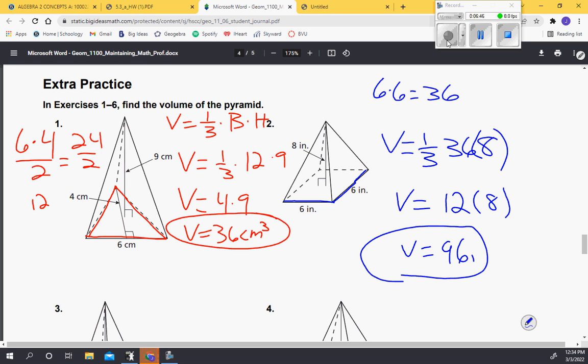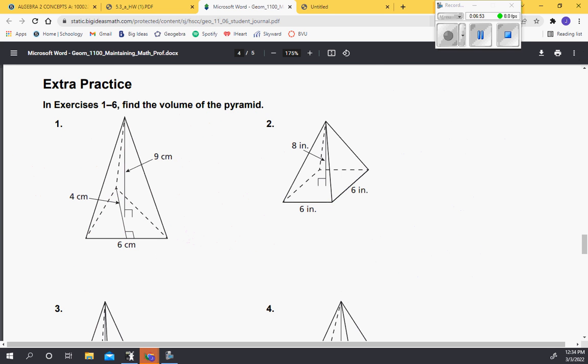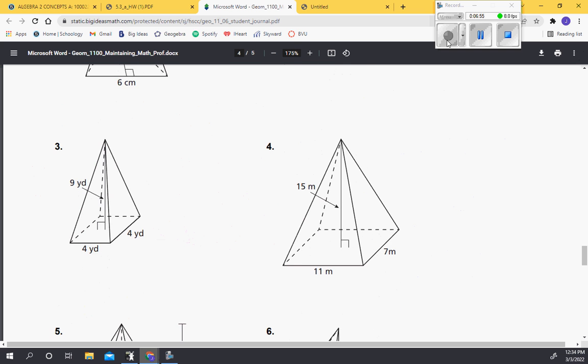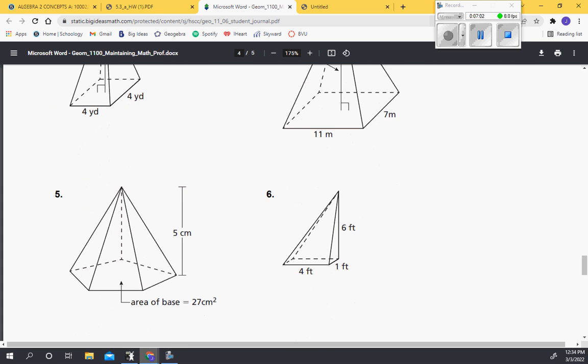Remember to label inches cubed. So it's just the area of the base times the height, and then divided by 3 or multiplied by 1/3, however you want to look at that. Okay, I'm going to skip these 2. It's the exact same as the top.